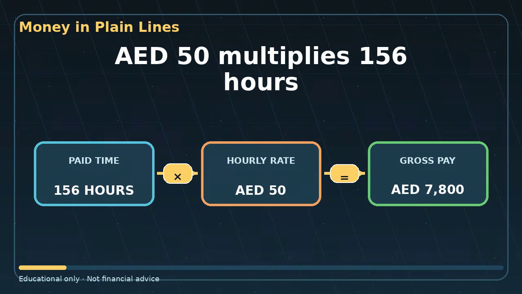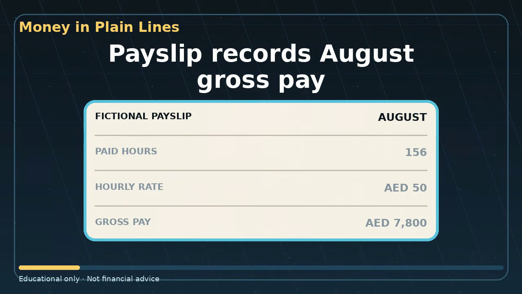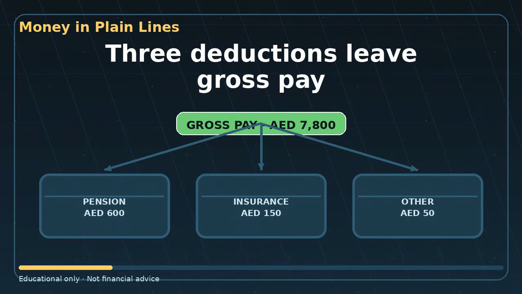Imagine Noor completing a fictional month of event support work in August. Her record contains 6 time blocks of 26 paid hours, making 156 paid hours in total. Her fictional hourly rate is AED 50. The example also contains AED 600 labeled pension, AED 150 labeled insurance, and AED 50 labeled other deduction. These names and amounts are invented only to show how payslip arithmetic is organized. They do not describe any employer, country, law, or personal situation.